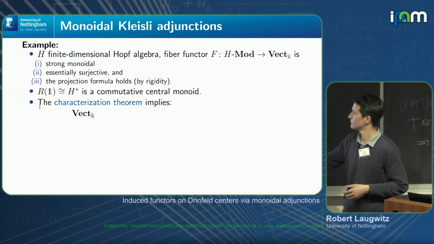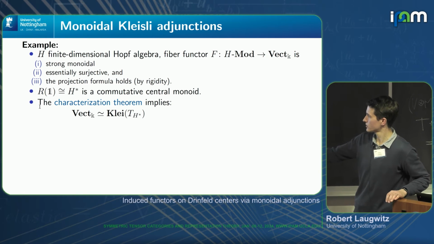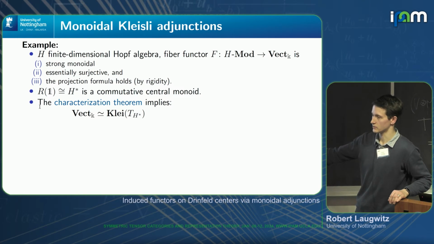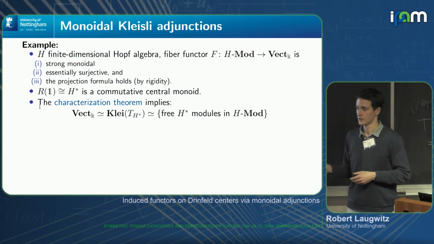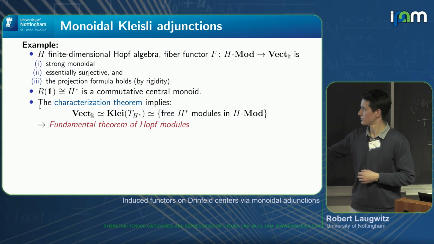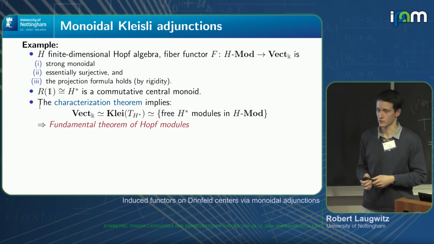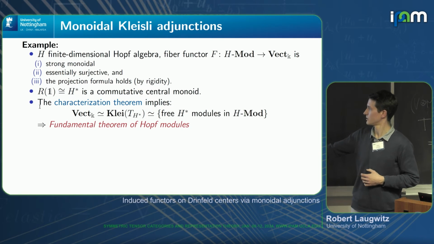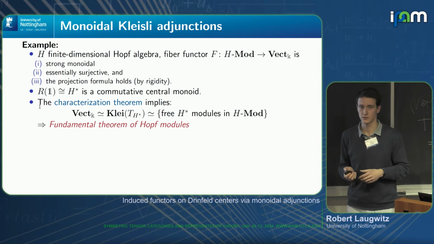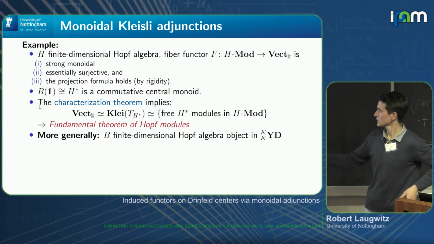And the characterization theorem implies that the category of vector spaces is equivalent to the Kleisli category of H star. But this you can see as free H star modules inside of H mod. And this is now a familiar thing, because one step in proving the fundamental theorem of Hopf modules is to show that every Hopf module is free, and then that the free Hopf modules are equivalent to the category of vector spaces. So that is an example, and then you can do this slightly more generally.